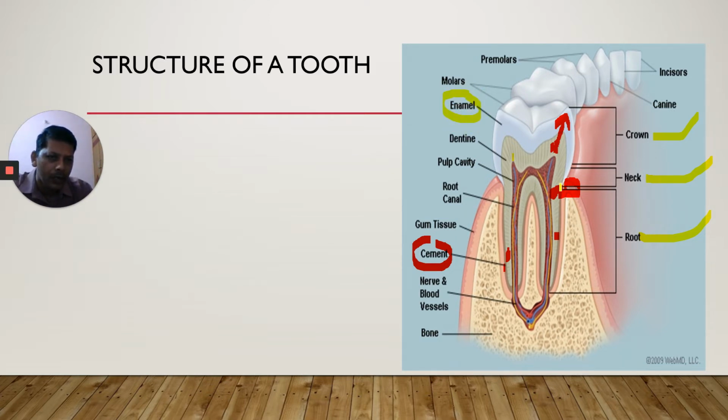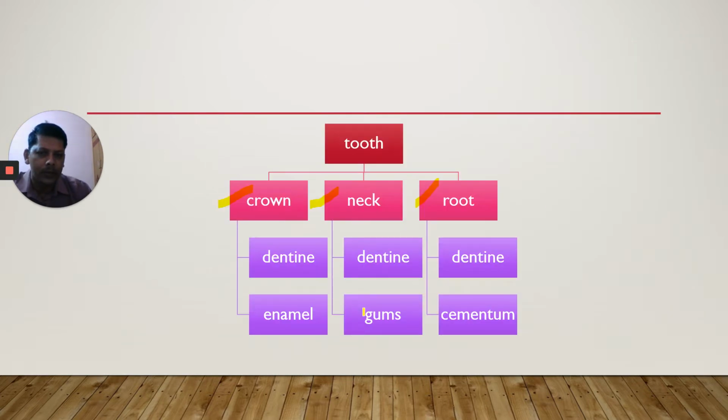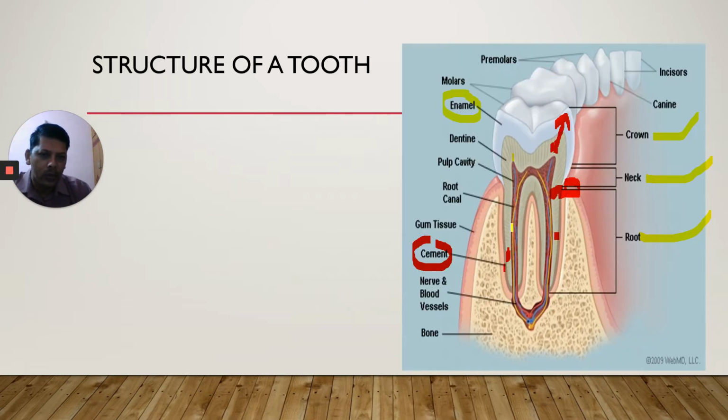The dentine of the neck is covered by gums. You know gums are also called gingiva. Inflammation of gums is called gingivitis. Next, the dentine of the root. This is the dentine of the root. The dentine of the root is covered by a substance called what is that? Cementum, which is produced by cells called cementoblasts.